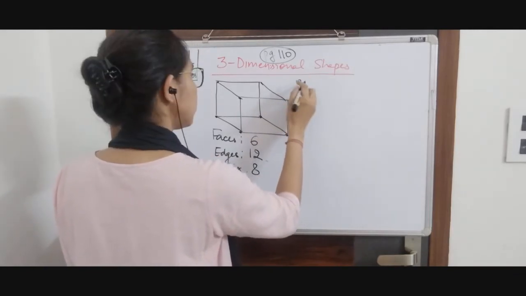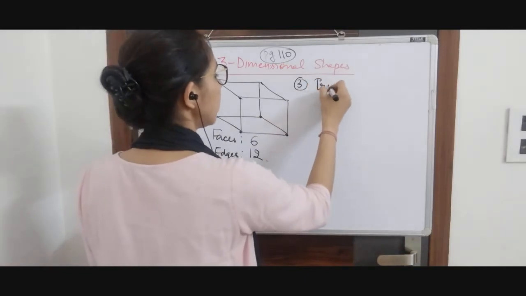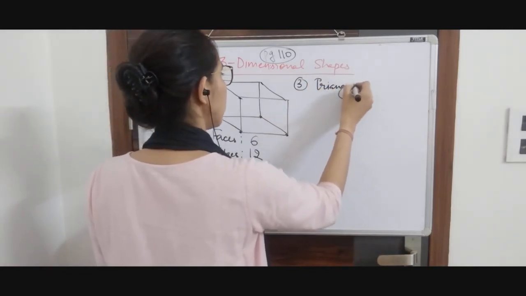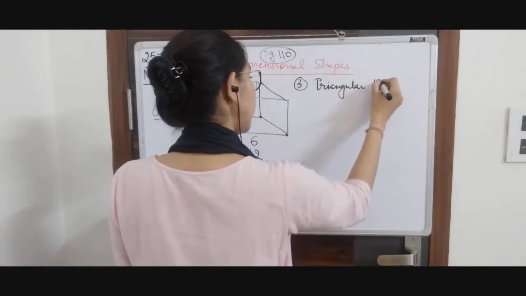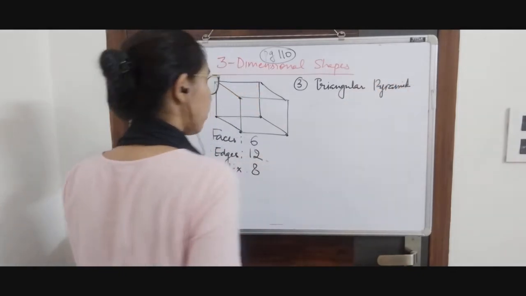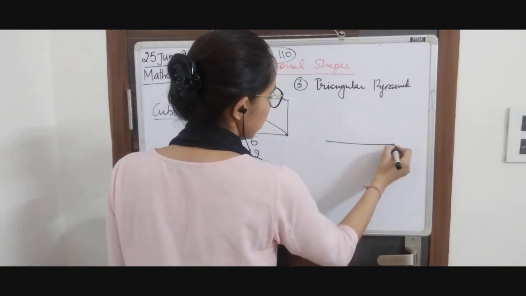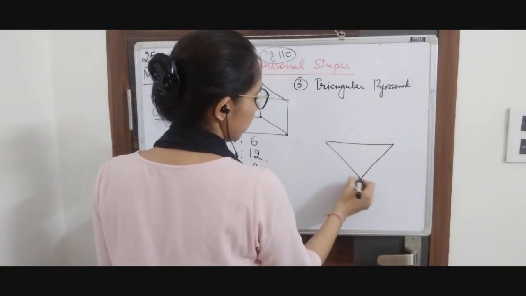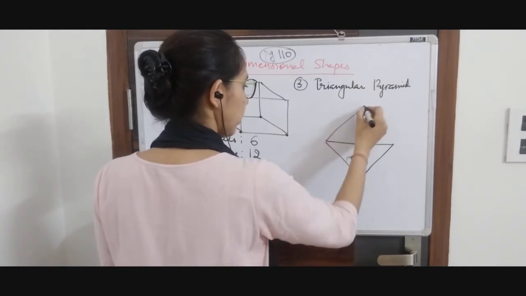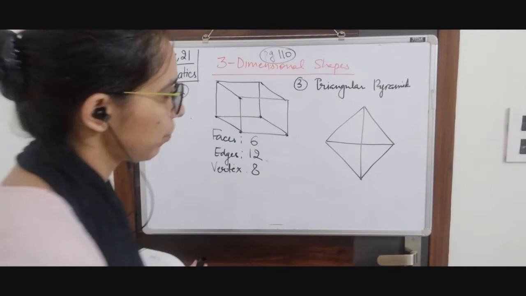Third one, it was second. Triangular pyramid. We have to draw a pyramid, but its base should be a triangle. So we are going to draw a triangle and then we are going to draw a pyramid. Okay, this is a triangular pyramid.